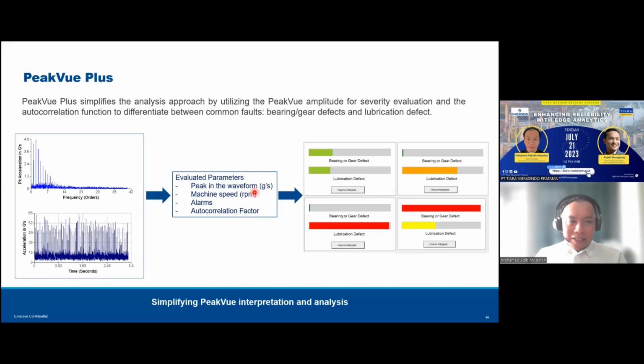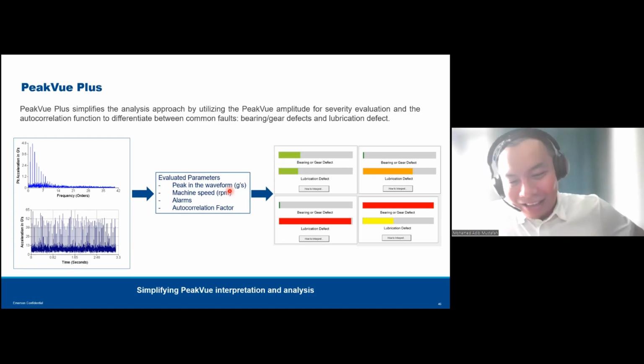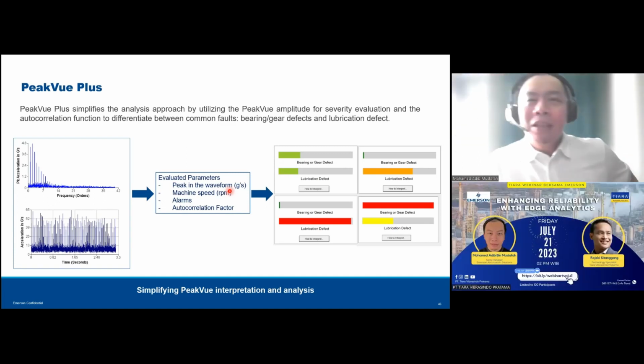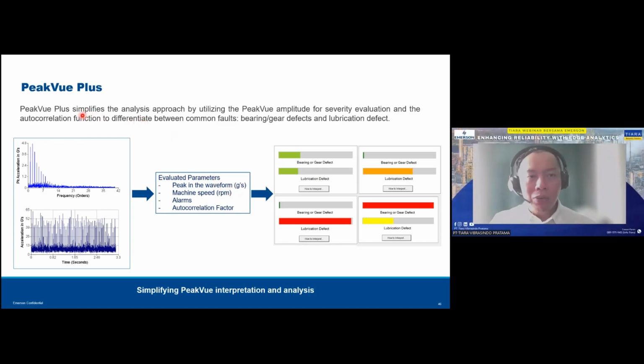And basically what PeakView Plus does is you combine PeakView and autocorrelation together and you get this thing called PeakView Plus. Very simple, but again, the whole idea is simplicity to help you make decisions faster, to maintain your assets faster and so on. So that is the whole idea of what PeakView Plus does. We combine PeakView and autocorrelation, and we can help you differentiate whether the problem is due to bearing problems or lubrication problems. So PeakView Plus is also available, part of the diagnostics within our asset monitor.